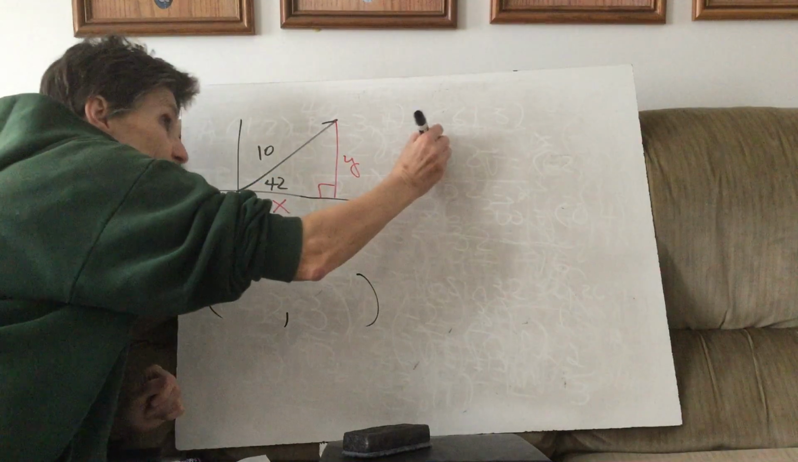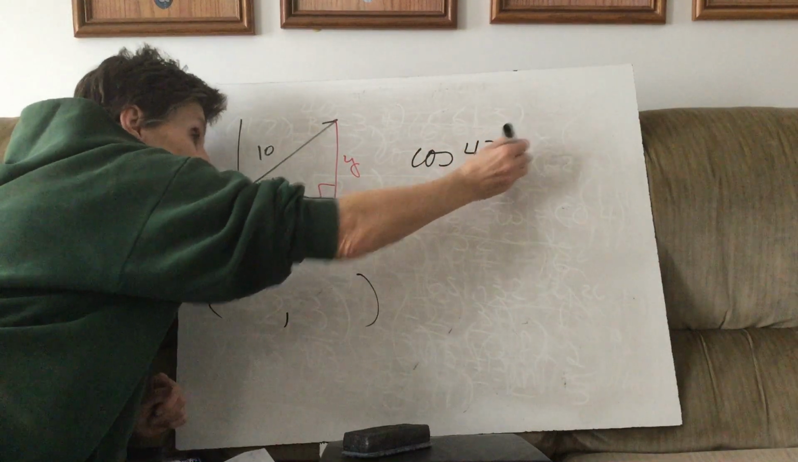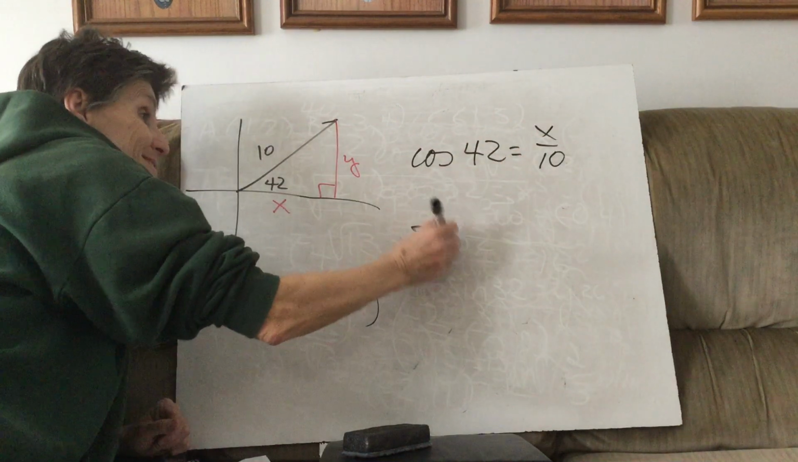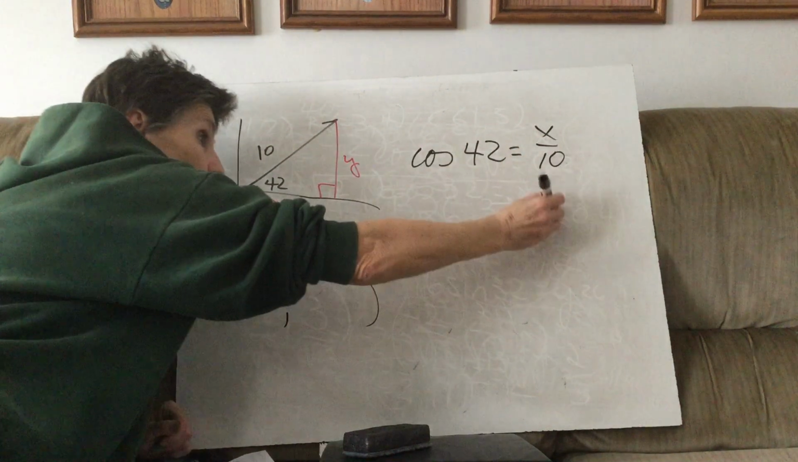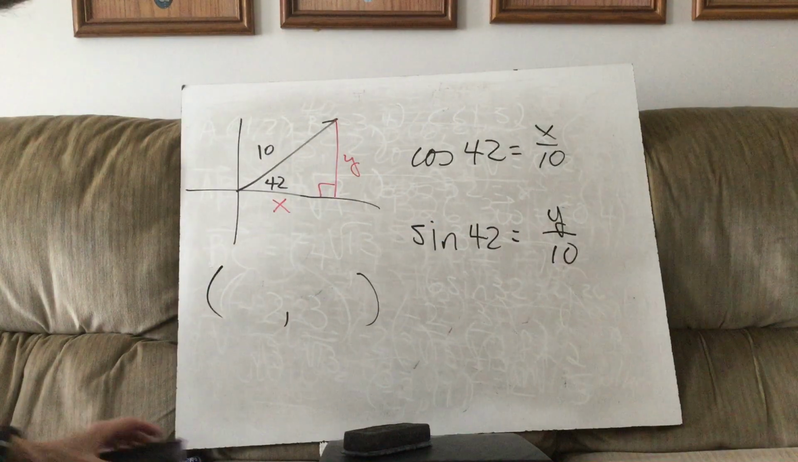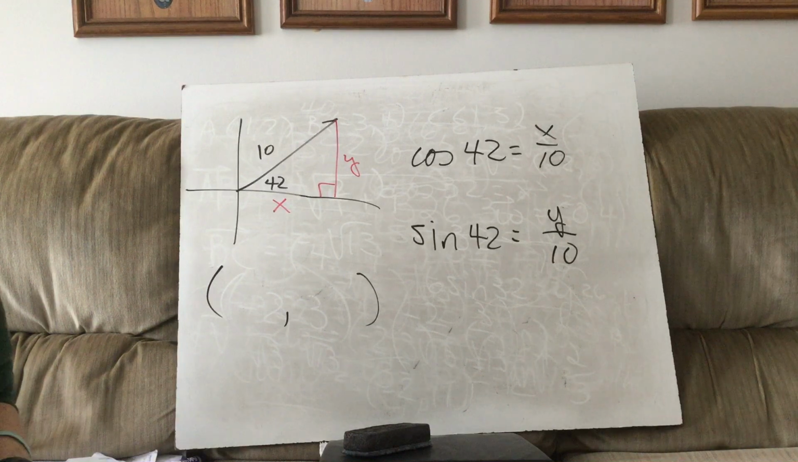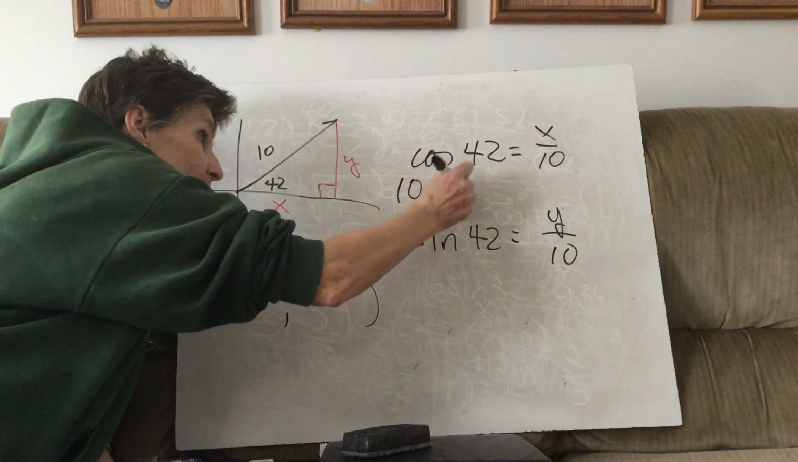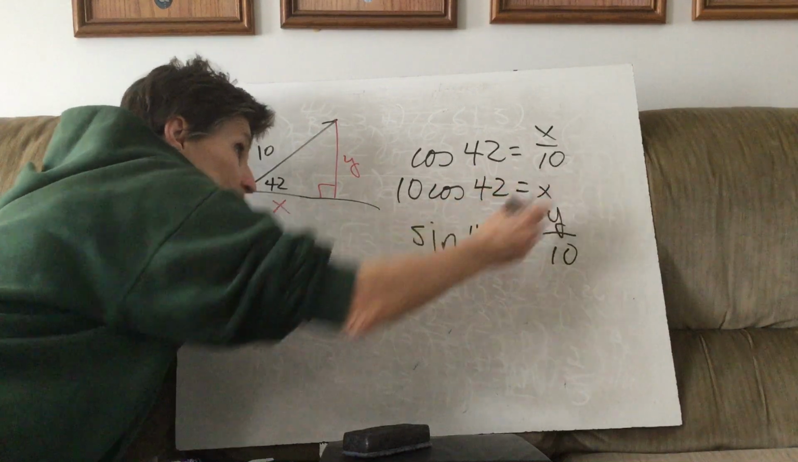So cosine 42, cosine angle, equals adjacent over hypotenuse. And sine angle equals opposite over hypotenuse. Cosine is always x, sine is always y. And then we'll multiply and type it into our calculator.